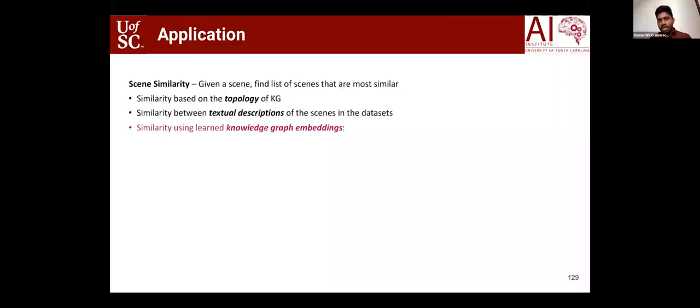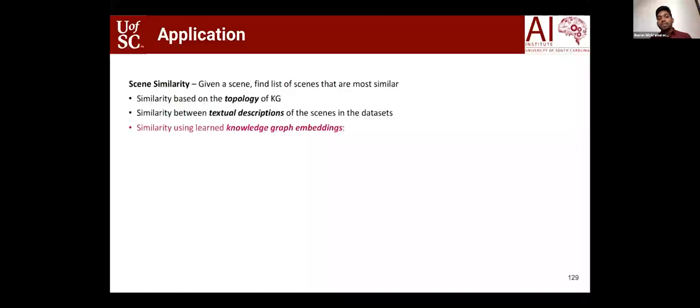Since we have a knowledge graph, you might suggest that maybe we can use a topology-based similarity measure. Or if the data set has textual descriptions of each scene, someone can just generate a word embedding model and then do the similarity calculation. But unfortunately, both of these methods won't work with our problem setting, because our hierarchy in the ontology is not too deep. So that's why we can't use topology-based similarity measures.